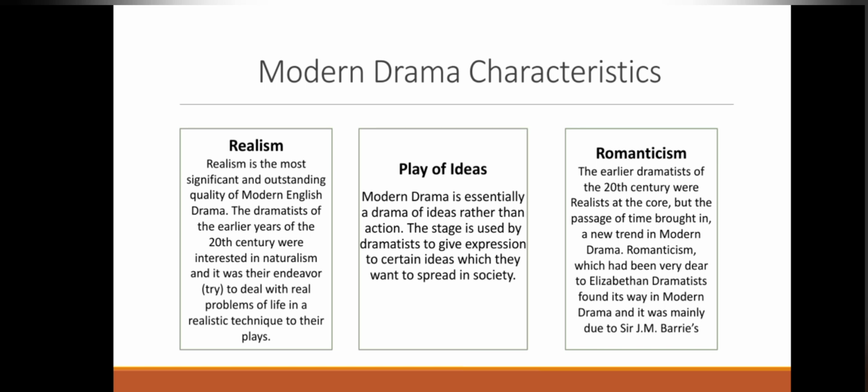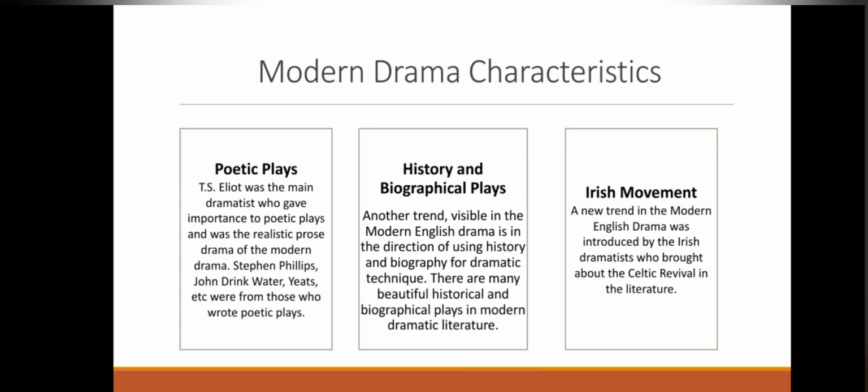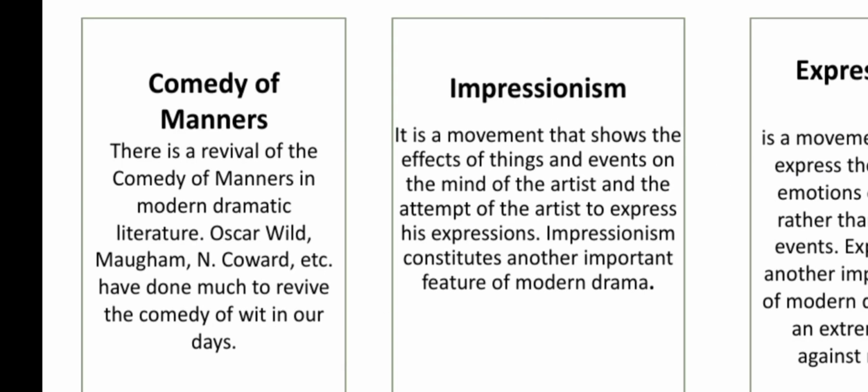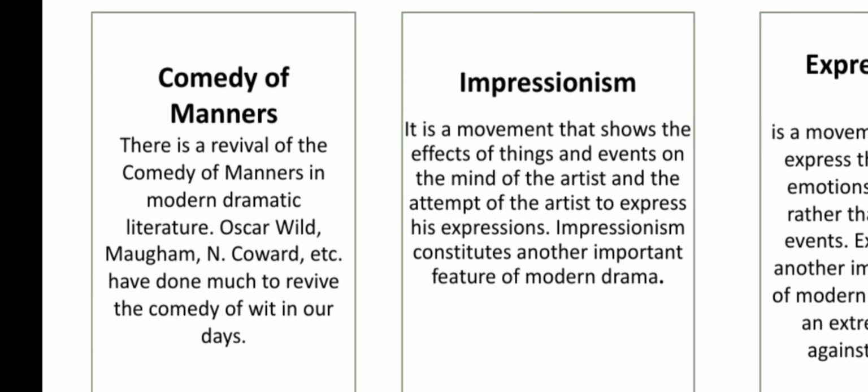Then there is romanticism. Basically romanticism is the love of nature. As I already told you, the modern age was affected a lot by World War I and II, so people were having fear in their hearts, they didn't have enough time, and they were also not feeling themselves able to go outside and enjoy nature. So at that time the love of nature was introduced too. So poetic plays were there in the form of poetry. Along with it, there was comedy of manners, which means there was a revival of comedy of manners in modern drama literature. Oscar Wilde and Coward, etc., have done much to revive it.